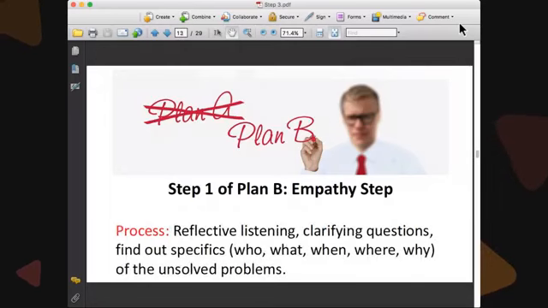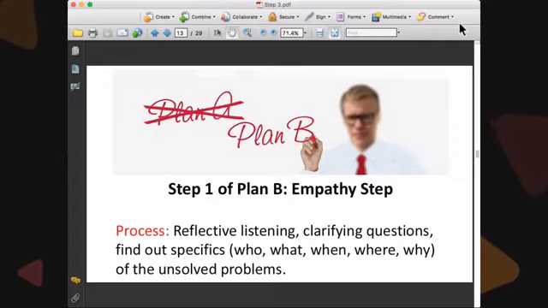Now, the process that you're going to go through is one that probably most of you are familiar with, reflective listening. Repeating back what your child has said, making sure that you understand, and asking some clarifying questions like, "Can you give me an example?" Or, "When did that happen?" Or, "I want to make sure I understand. Is this what you mean?"